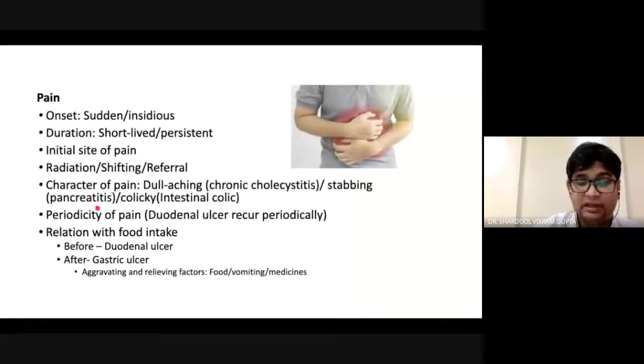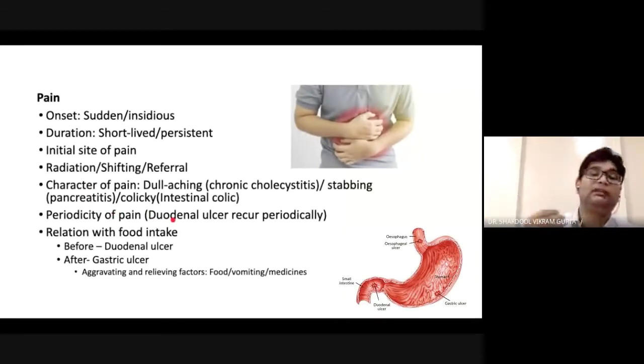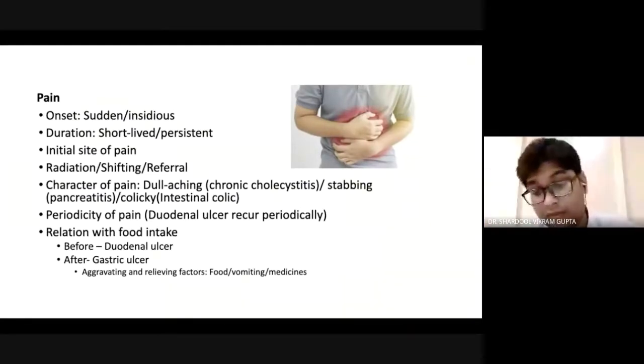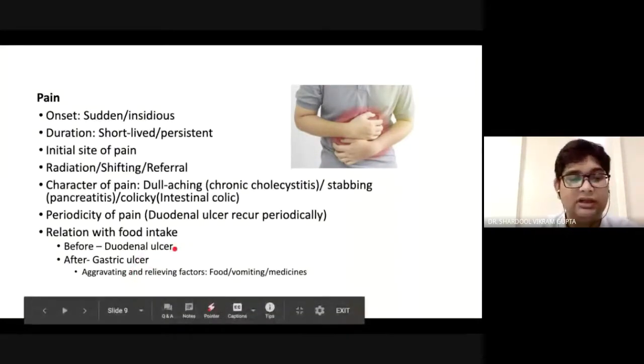And there is a peculiarity in abdomen that duodenal ulcer recurs periodically. The patient will give a peculiar history that after every 2-3 months, I get pain in the upper abdomen along with a burning sensation over the chest, and then it resolves spontaneously after 3-4 months. It again occurs. So this is the typical periodicity of the duodenal ulcer.